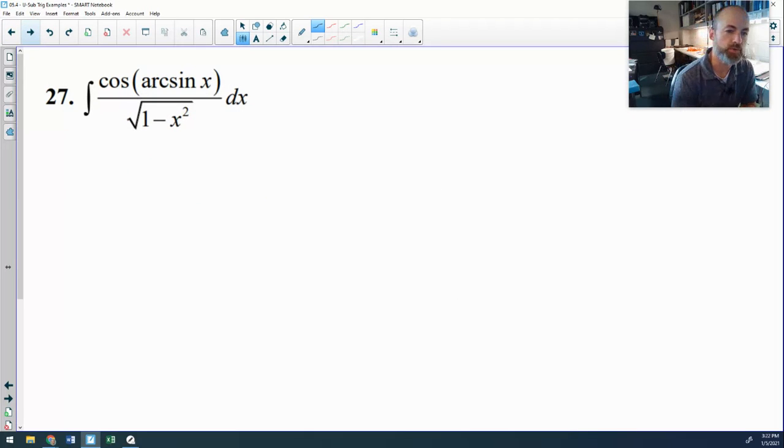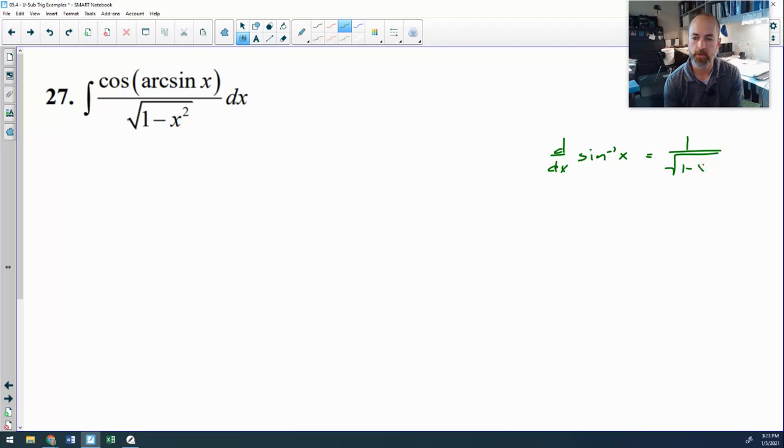So let's move on. Number 27, the cosine of arc sine x over root 1 minus x squared. There are two different ways to do this, and one way would bypass the substitution method. However, because I am trying to teach substitution and give you examples of substitution, we will work this as a substitution problem. And one thing you should see in this, after you are first shocked by how ugly it looks, you should see arc sine x, and you should know that the derivative of your inverse sine or your arc sine of x is 1 over root 1 minus x squared.